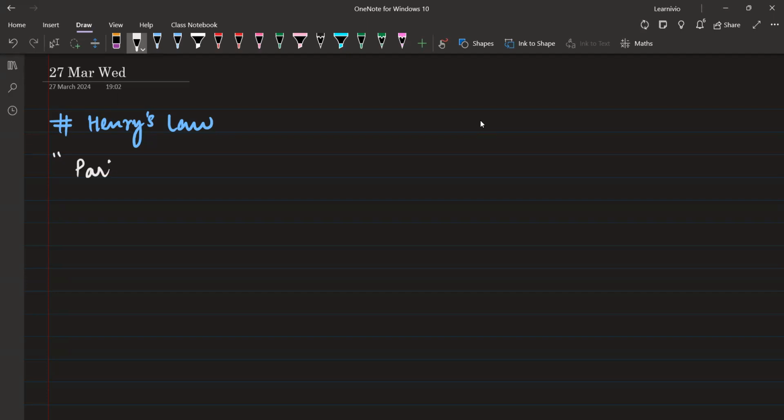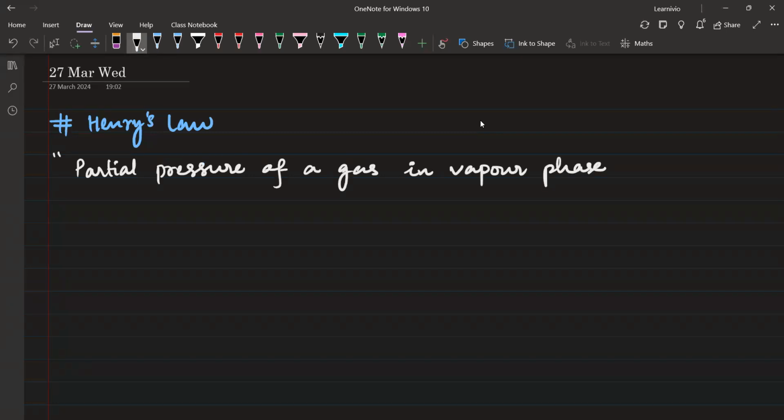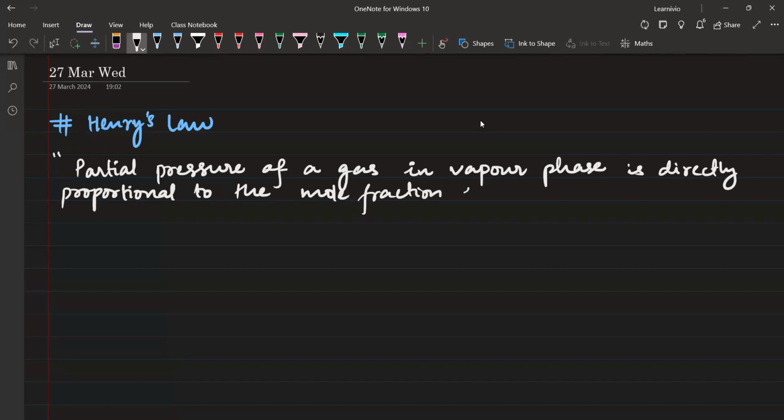Partial pressure of a gas in vapor phase is directly proportional to the mole fraction of gas in solution.